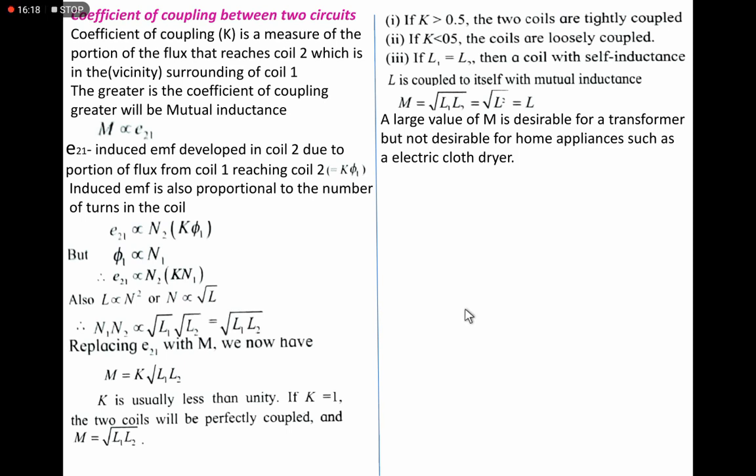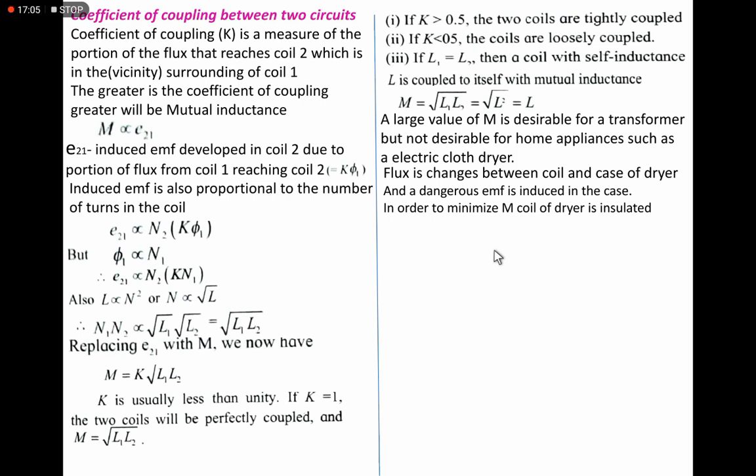A large value of M is desirable for a transformer, but not desirable for applications such as an electric clothes dryer. The dryer is one of our home appliances, and the coefficient of coupling depends on the value of M. A large value of M is desirable in a transformer, but not in home appliances.